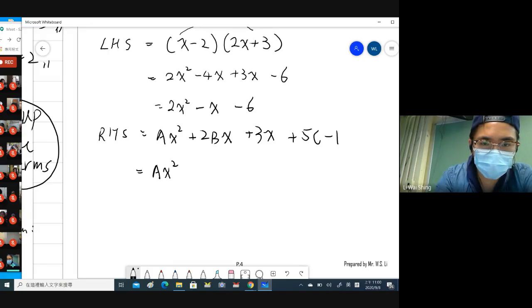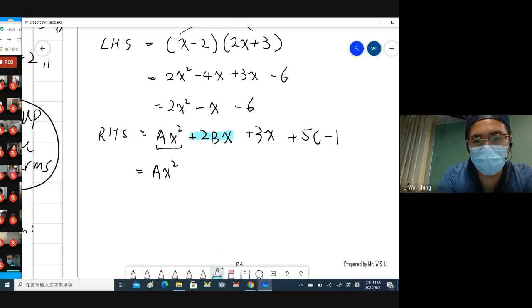So the x squared term is here. Okay, you can use your highlighter to help you. This one I have x term, this one I have x term. So let's group them together. Okay, how to group them?